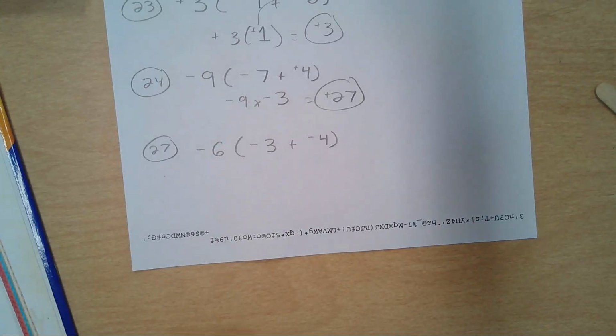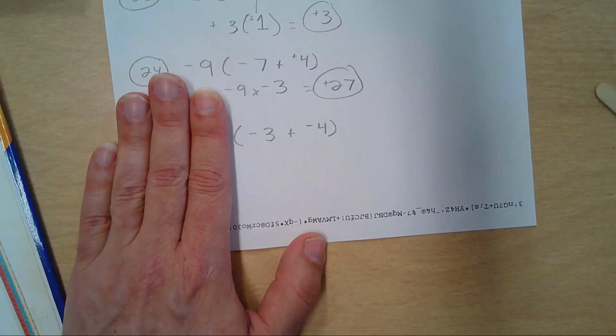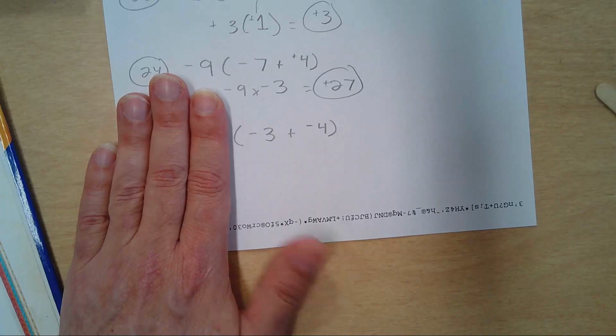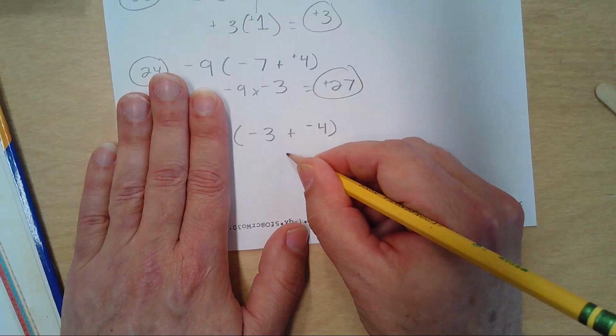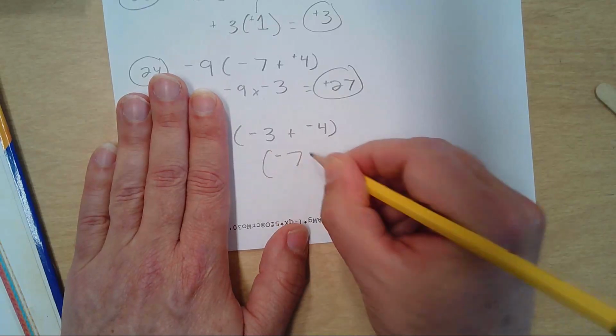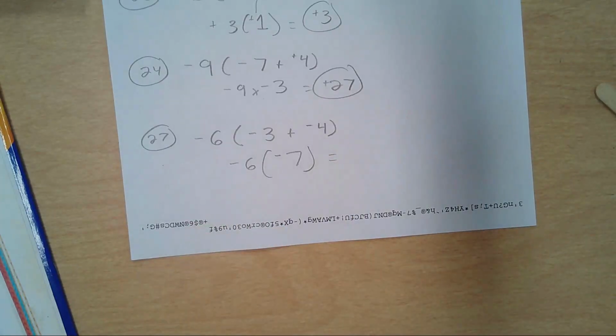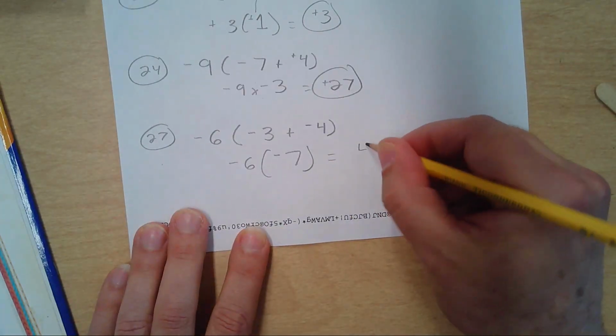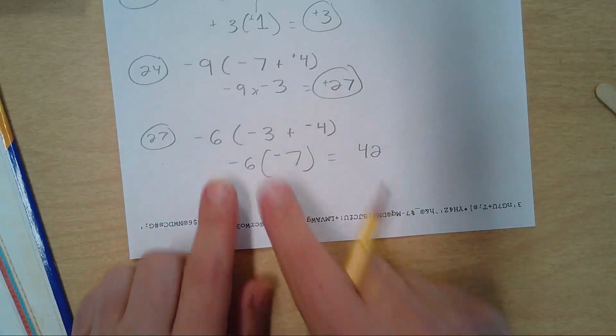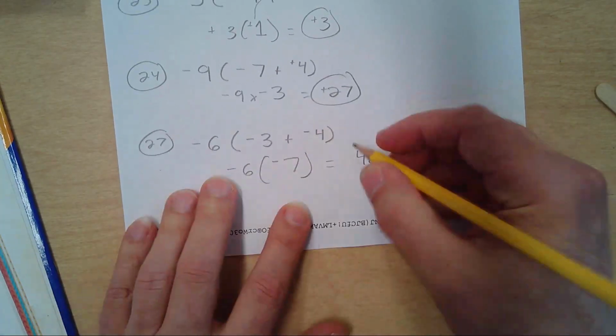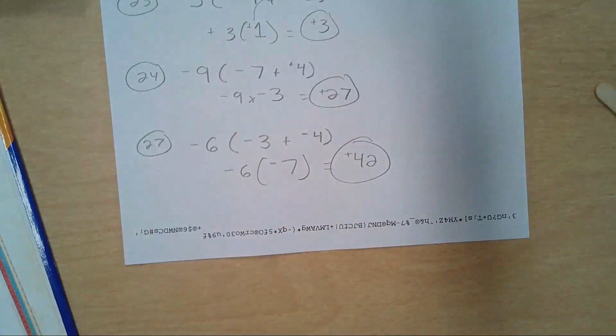Stella. Okay, so negative 3 plus negative 4, the signs are the same, so you add, so it's negative 7. Yep. And then negative 6 times 7 is 42. And there's 2 negative signs, so it's positive. Right. There we go. Very good.